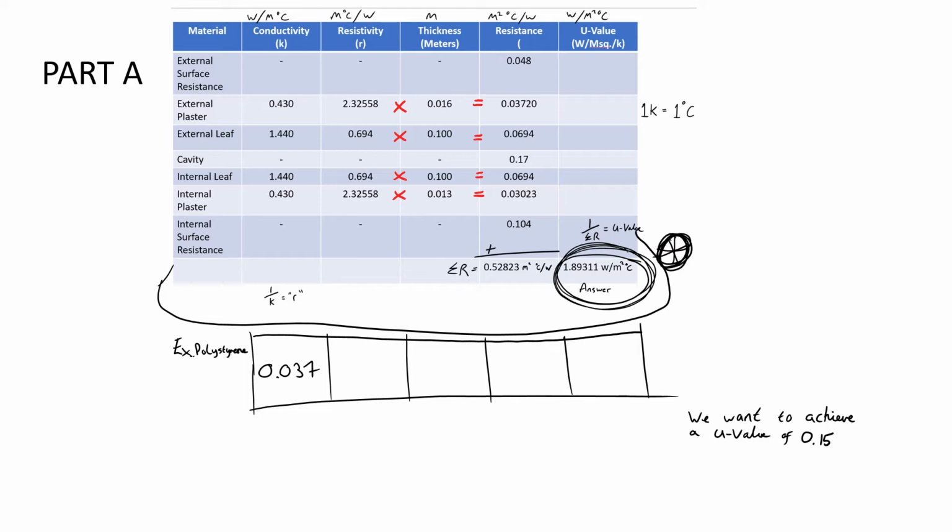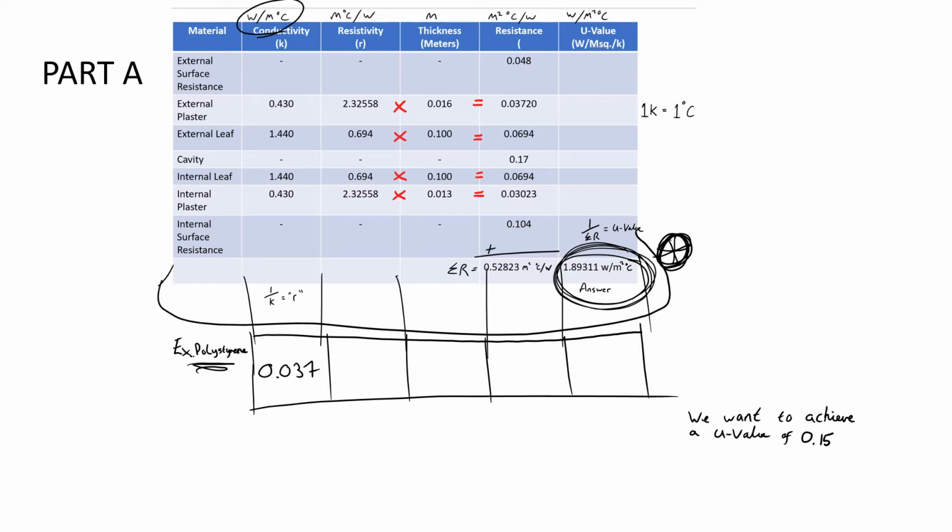Okay, so what we've got to do is fill in our table. Extend your table down and fill in the values that you have. We'll start with the expanded polystyrene value, 0.037 watts per meter degrees Celsius. That unit is up there at the top of that table. Divide that by 1, so 1 divided by 0.037, and we get the answer. I had this done already, 1.37. I'll just do it again.